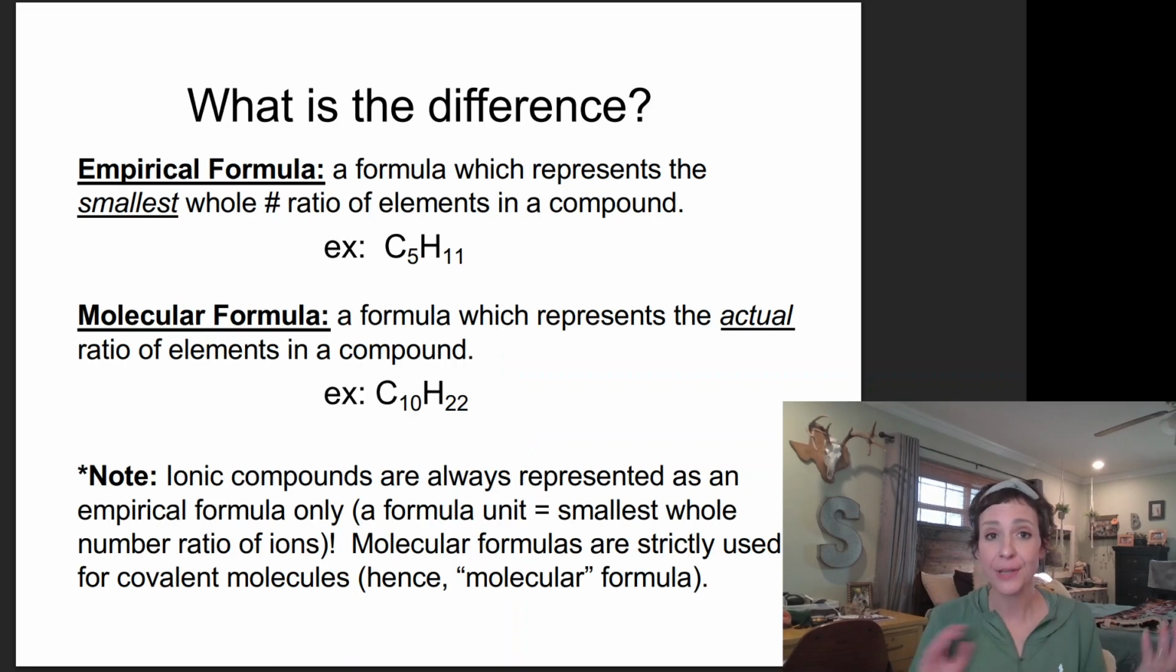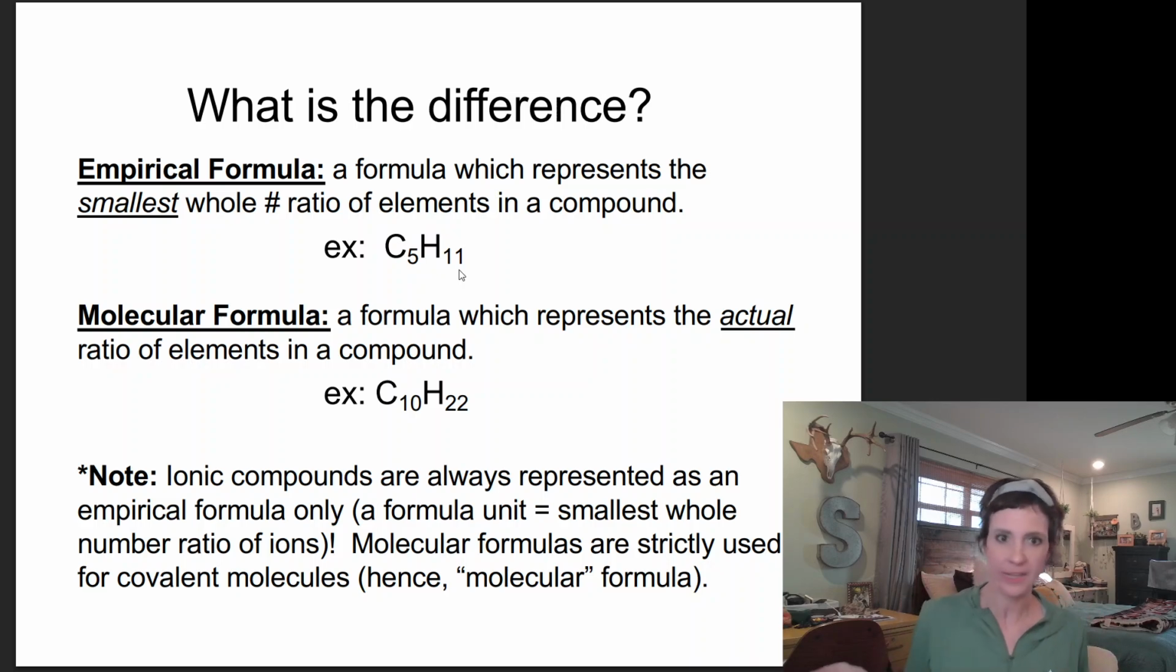Okay, so empirical and molecular formulas. What is the difference between these two terms? An empirical formula is a formula which represents the smallest whole number ratio of elements in a compound. So the example that I have here is C5H11. Okay. When I mean I cannot reduce that ratio down, I cannot find some common number between 5 and 11 that I can divide both of those numbers by. I cannot do that. That is the smallest whole number ratio of those subscripts to each other, representing the ratio of carbon to hydrogen that I have. So that's called an empirical formula.